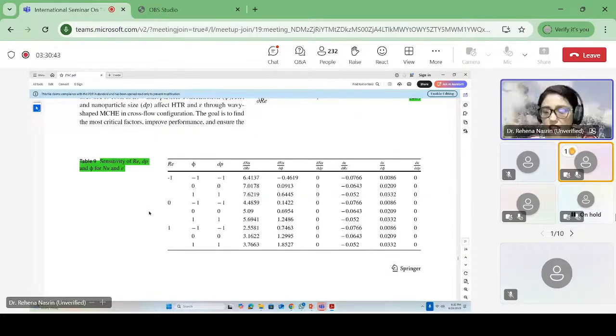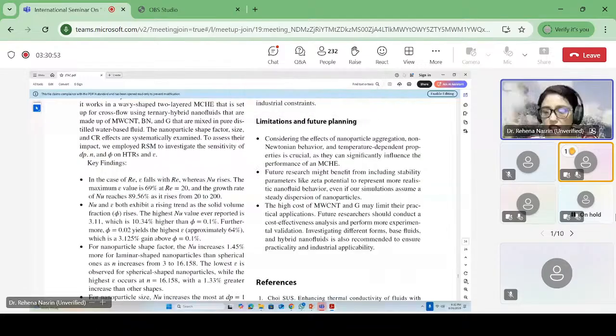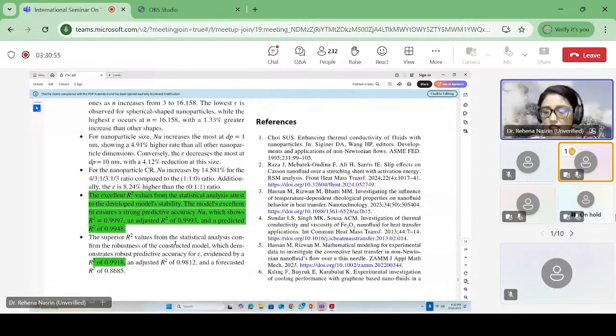And finally, we go for comparison. As this is numerical work, we have to go for the comparison part. Our conclusion shows that the R squared, that is the correlation coefficient of the statistical analysis, is almost 0.9, almost 1. It is very near to 1, it is 0.9997. So we get a very good correlation coefficient using statistical analysis.